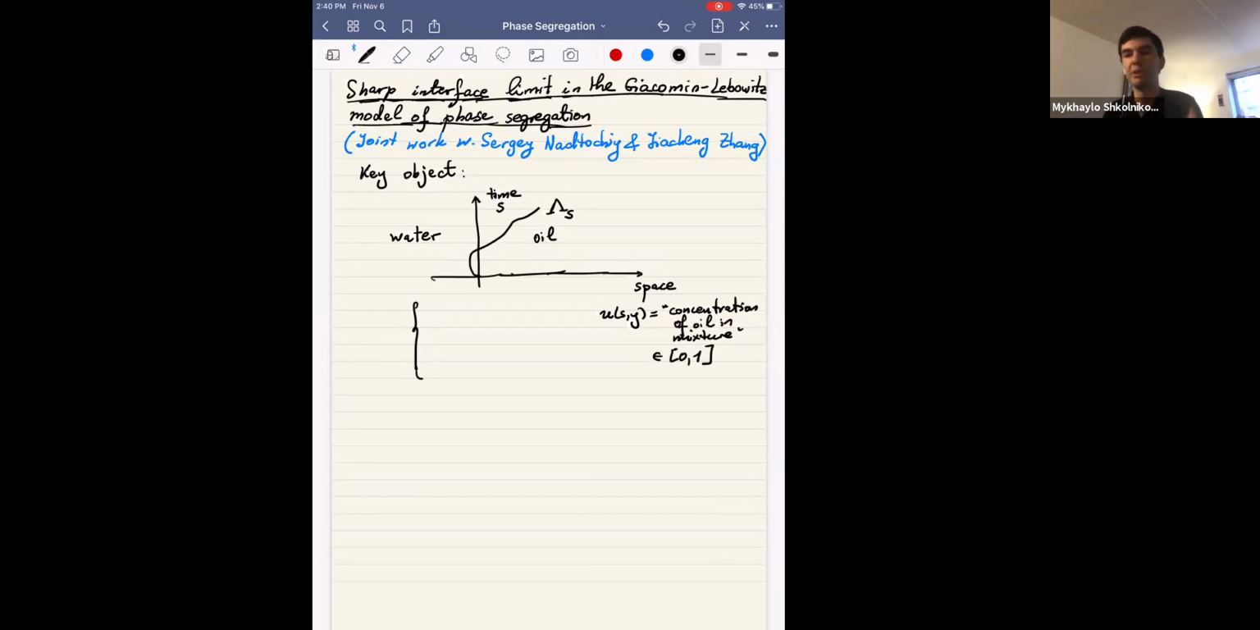So 1 would be pure oil, 0 would be pure water, and you could have something in between, for example, a 50-50 situation with u being equal to 1/2. So in that context, consider the following model for u.